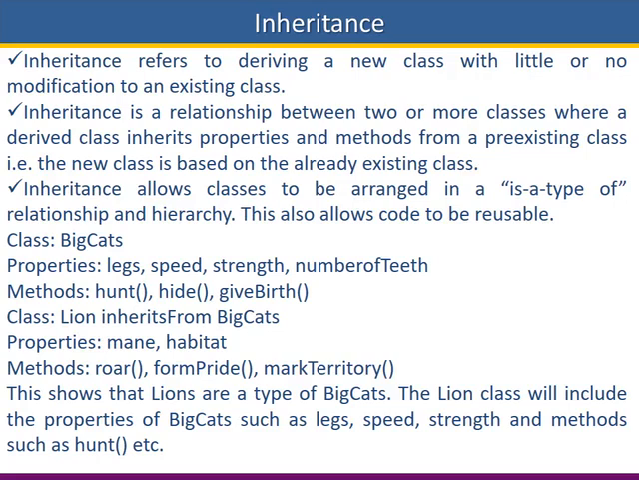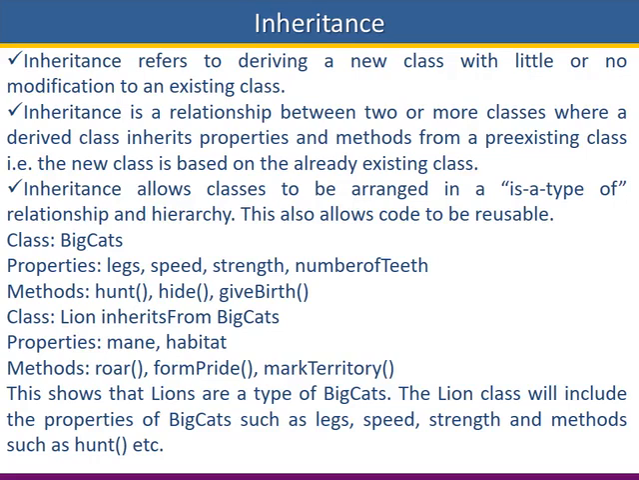It is established using an is-a type of relationship and hierarchy. Inheritance allows classes to be arranged in a type of relationship and hierarchy. Like this example about the class big cat, with its properties and methods, and we have the subclass, the class lion, that inherits from the big cat class, and it has the properties and methods.